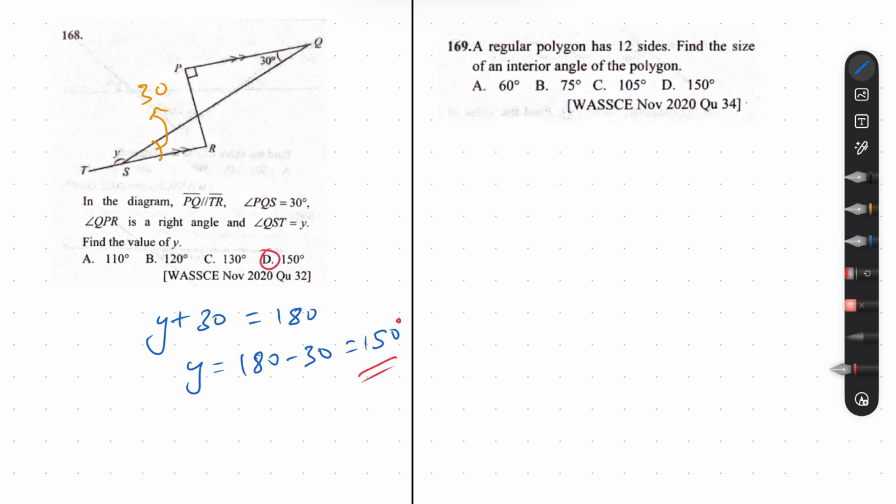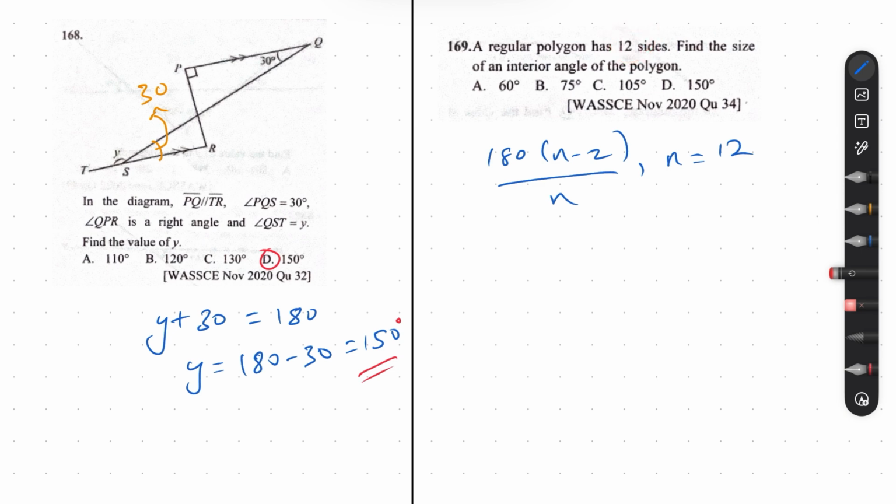Let's move on to question 169. The question says a regular polygon has 12 sides. Find the size of an interior angle of the polygon. What is the formula for finding the interior angle of a polygon? It is 180 times n minus 2, all over n. In this case, our n is equal to what? 12, because we've been given that the polygon has 12 sides.